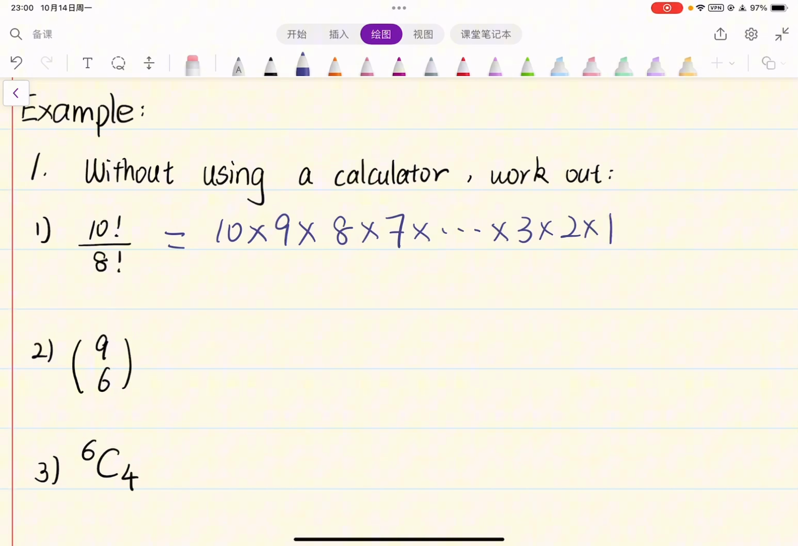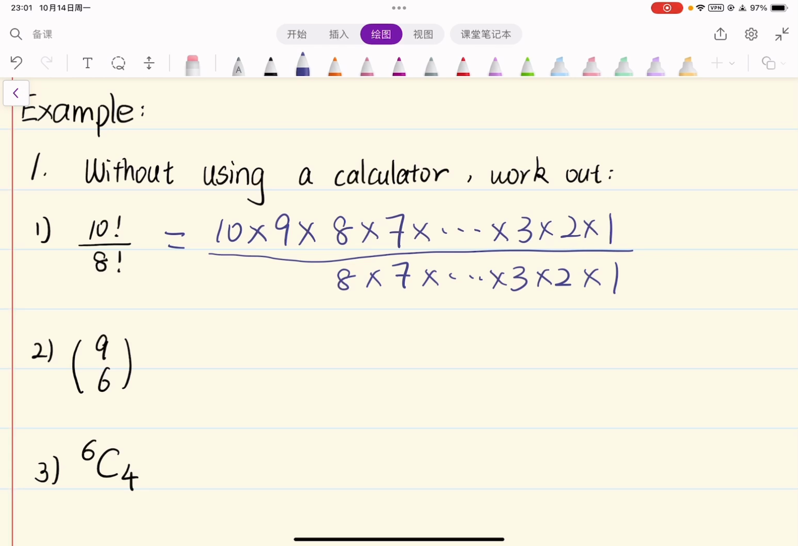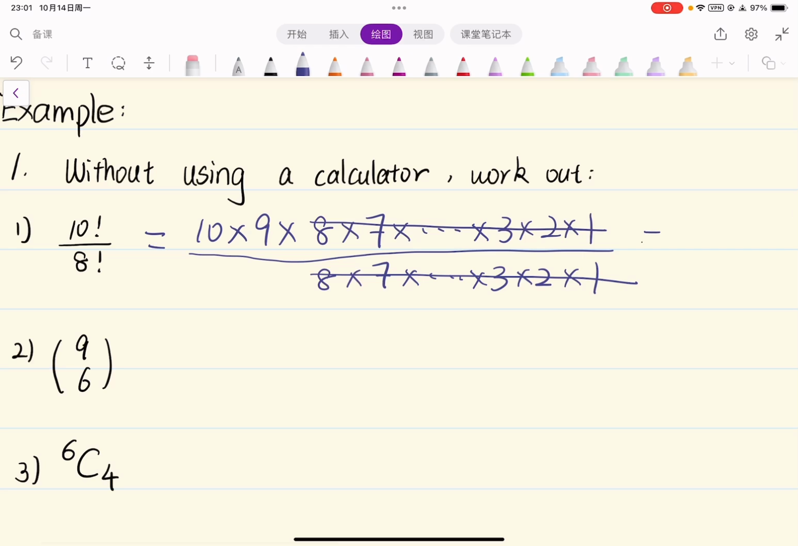For 8 factorial, we have 8 times 7 times and so on times 3 times 2 times 1. We can see that there is a common factor, from 8 to 1. So 8 times 7 times 6 and so on times 1 is a common factor, and we can cancel them. What we are left with is 10 times 9, which equals 90.